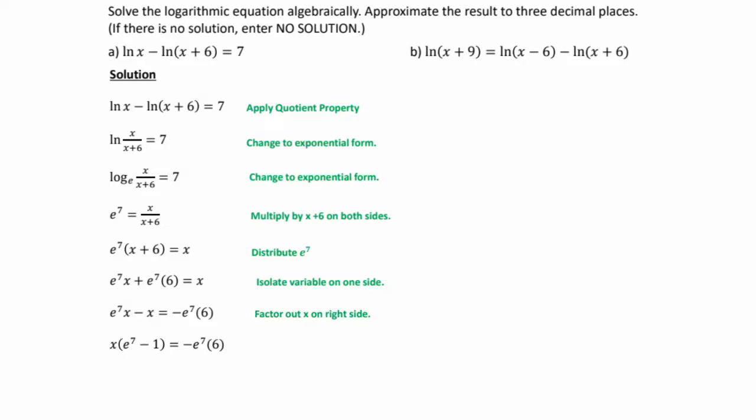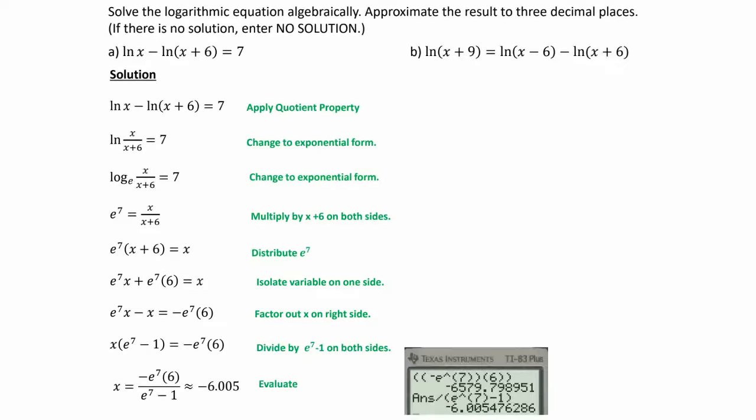So we can have x times e to the 7 minus 1 is equal to negative e to the 7 times 6. And again, I don't want to use a calculator yet. I'll use my calculator at the end, okay? So I'm going to divide both sides by e to the 7 minus 1. And this is going to give me x is equal to negative e to the 7 times 6 divided by e to the 7 minus 1.